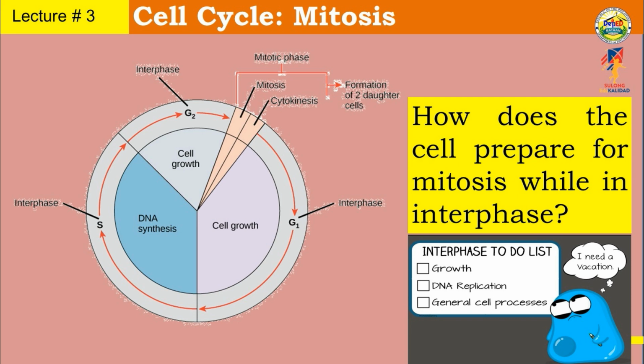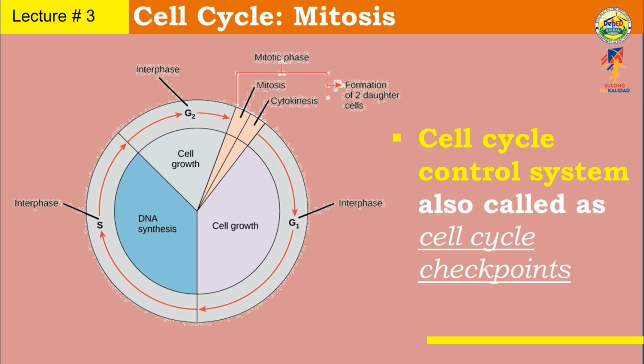Dito sa ating presentation, meron tayong 3 stages of interphase. So we have the first gap. The second one is the synthesis stage. And also we have the second gap. Ang mga phases ng cell cycle ay nangyayari kasama ang tinatawag nating cell cycle control system, o kilala din bilang cell cycle checkpoints. So ano nga ba yung cell cycle checkpoints?